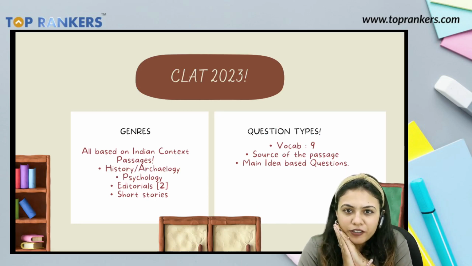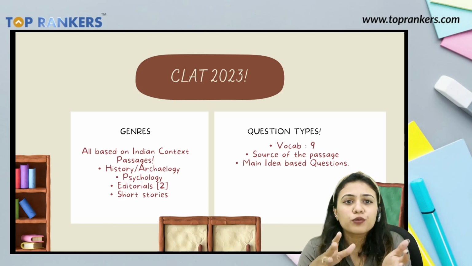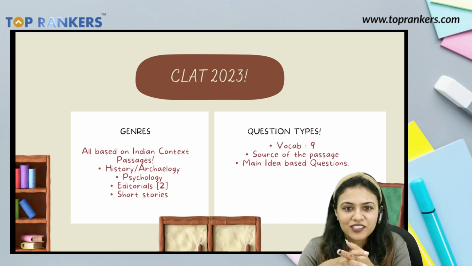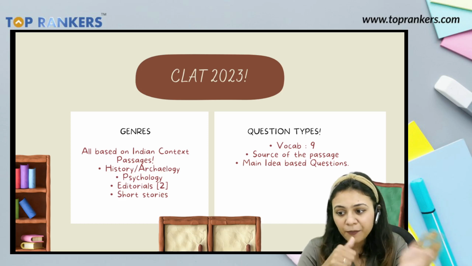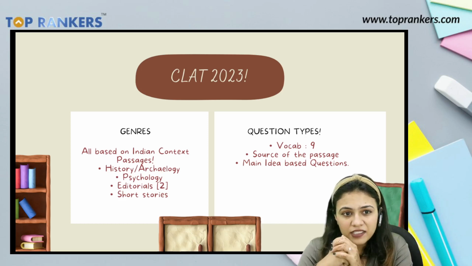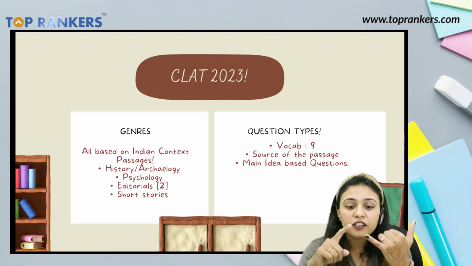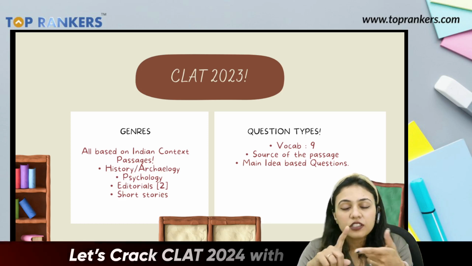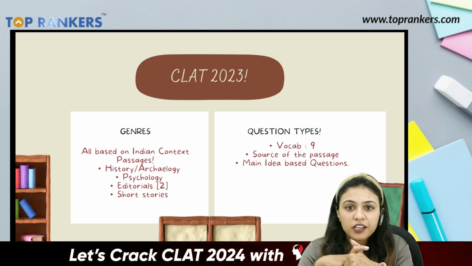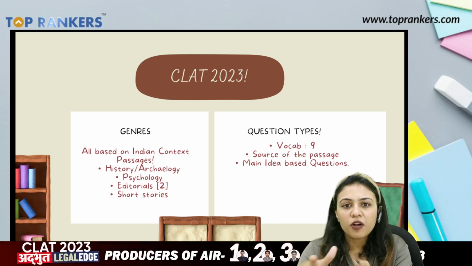Finally, CLAT 2023, what did we see? So, if I talk about genres, it was actually through and through Indian context based passages. Whichever passages came had an Indian context somewhere. If I talk about the second passage, Kiladi civilization, if you remember, it had its origins from archaeology, history, etc. Then there was a psychology passage, two editorials, and short stories. So again, short stories are common, editorials are common, psychology is a very common genre.